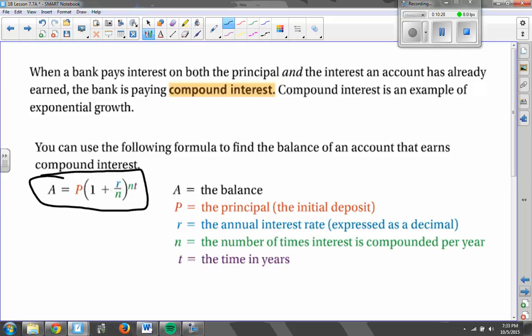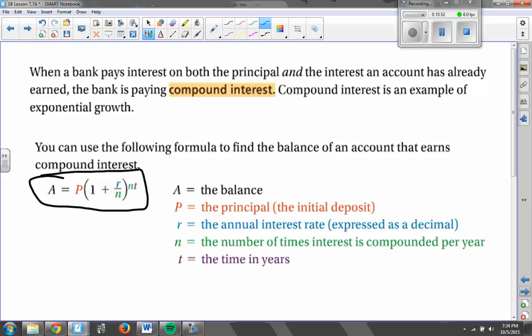There are a lot of pieces to this formula, so just bear with me when we go through them. You should add all of these pieces to your notes, please. The first is just A. That's the balance that we want to solve for. So we're not going to need to worry about that one too much. That should usually be our answer.